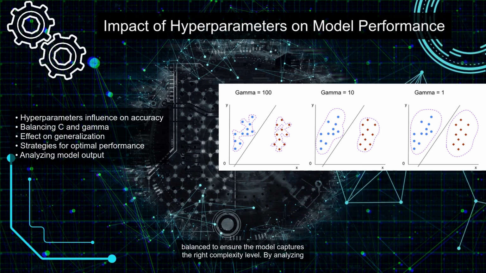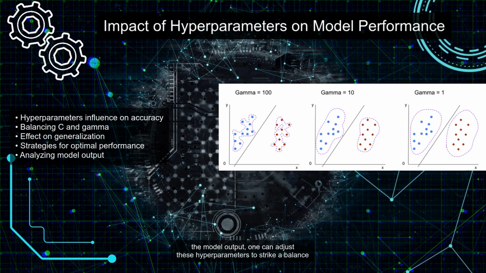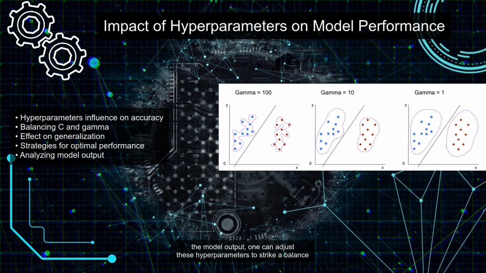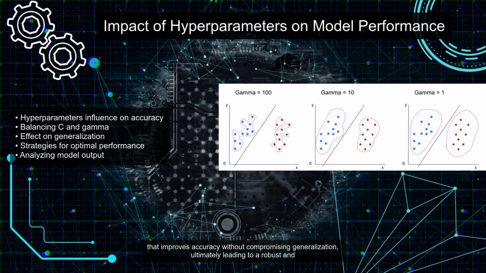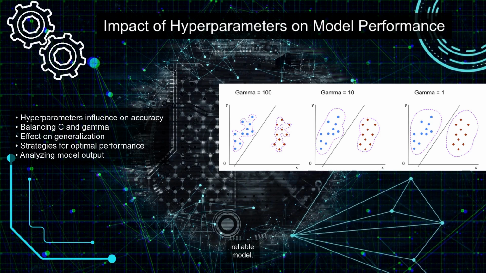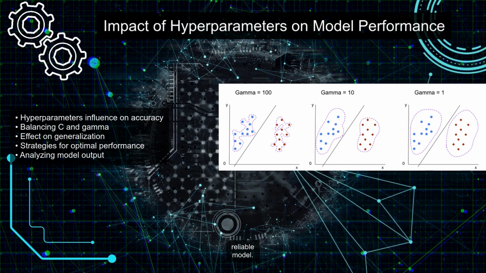Similarly, gamma needs to be balanced to ensure the model captures the right complexity level. By analyzing the model output, one can adjust these hyperparameters to strike a balance that improves accuracy without compromising generalization, ultimately leading to a robust and reliable model.